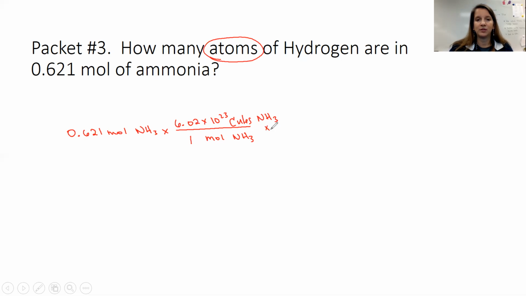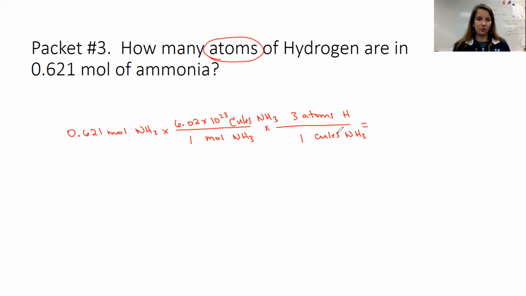We're not done setting it up because we are looking for atoms of hydrogen and we have molecules of ammonia. So we have to multiply by a conversion factor, and we're going to have molecules of ammonia down here. Now we can tell looking at this formula that in a molecule of ammonia, we are going to have 3 atoms of hydrogen. So for every 1 ammonia molecule, we have 3 atoms of hydrogen. And then we're done setting up this problem, and we can go ahead and solve.